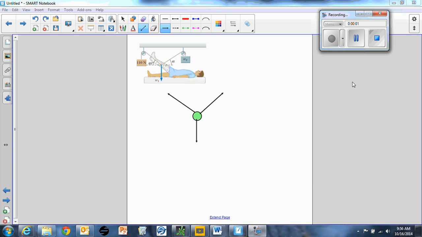This is number 20 on page 116, and this is a medical problem. We have a patient on a bed with a broken hip or leg or something, and he's got a suspension traction kind of device on him. There's 110 newtons here at 40 degrees, and there's some unknown weight here at some unknown angle, and they tell us that his cast and hip and leg have a total weight of 220.